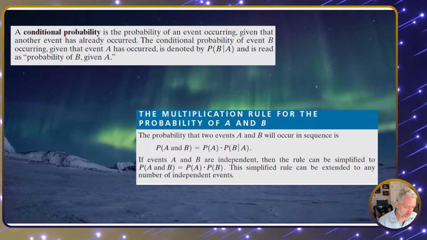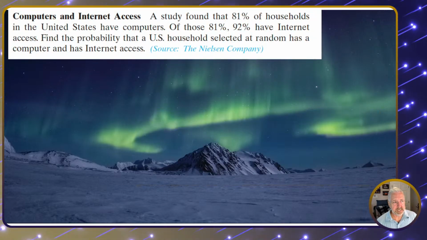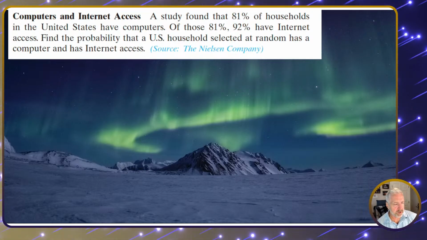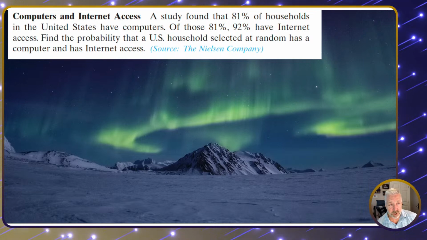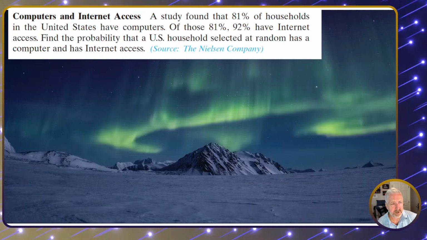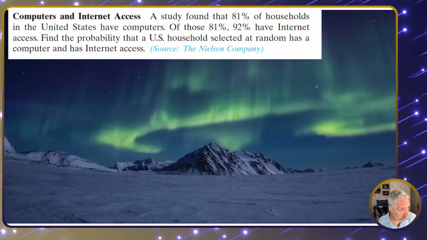So let's look at the problem. Computers and internet access. A study found that 81% of households in the United States have computers. Of those 81%, 92% have internet access. Find the probability that a U.S. household selected at random has a computer and has internet access.